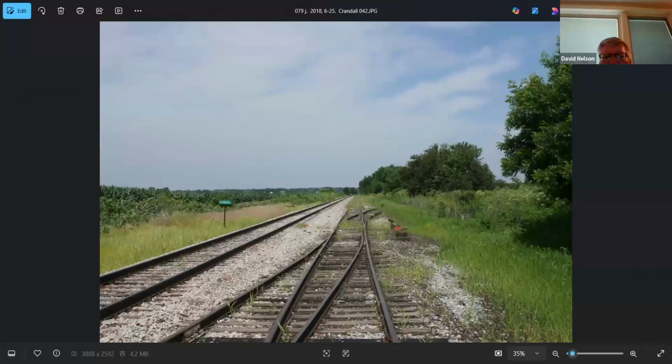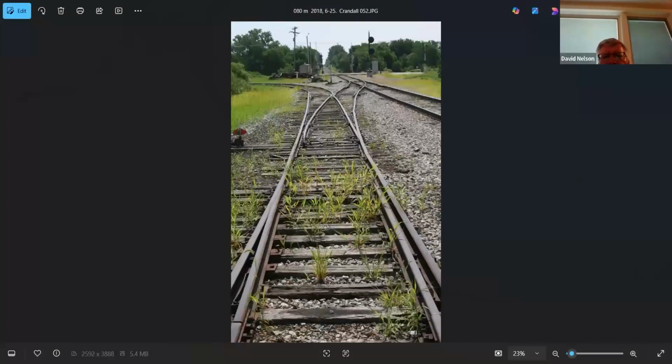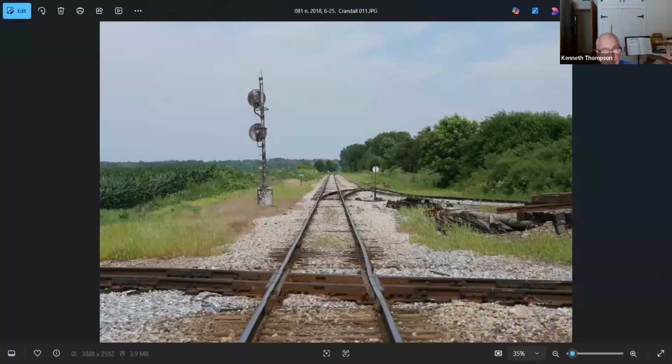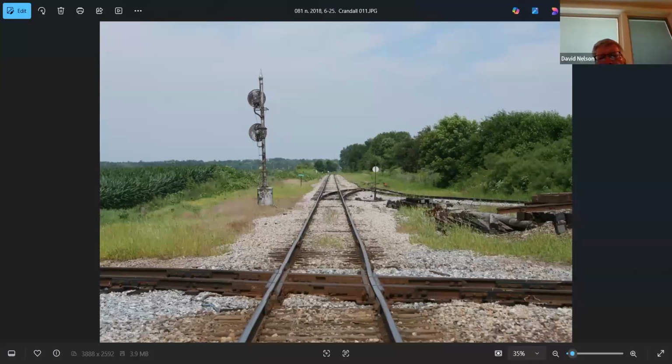I would not suggest trying to use the second track here because clearly it's severed. But this is what it looks like looking geographic east. We're on the interchange track, and that's the Norfolk Southern track, former Nickel Plate, to the right. Standing at the same crossing, now looking south and a little bit east. That's the other interchange track here.